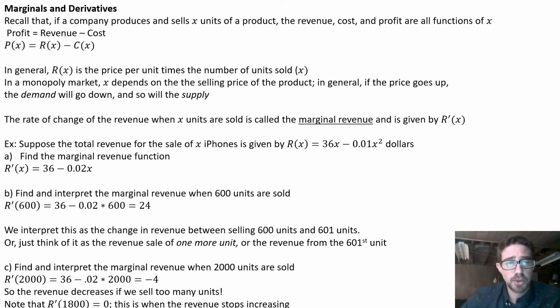And then just note that if you did R prime of 1800, that would be 0. So that's like a sweet spot. And we've seen that before. If the derivative is 0, that's a local max. So the local max of the revenue occurs right at 1800. That's easy to verify.